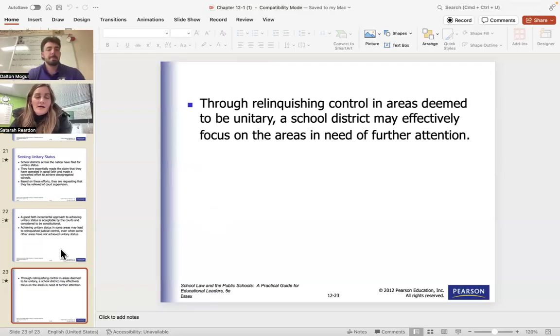In the text, it stated that the Board of Education of Oklahoma City Public Schools versus Dowell case in 1972 involved the issue of whether a school district could be released from court supervision after it had been ordered to desegregate. The Supreme Court ruled that if a district had made enough progress integrating its schools, it could be granted unitary status and no longer be under court supervision. In this case, Oklahoma City Public Schools had made efforts to integrate, and the court decided that the district had complied enough with desegregation orders to end federal oversight. And through relinquishing control in areas deemed to be unitary, a school district may effectively focus on the areas in need of further attention.